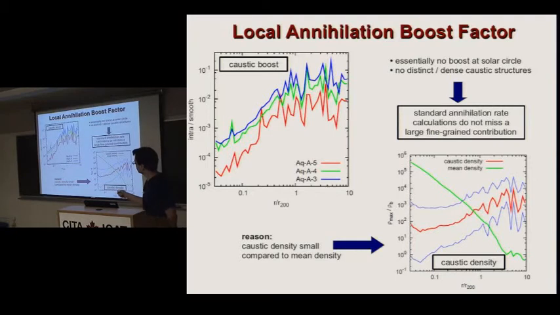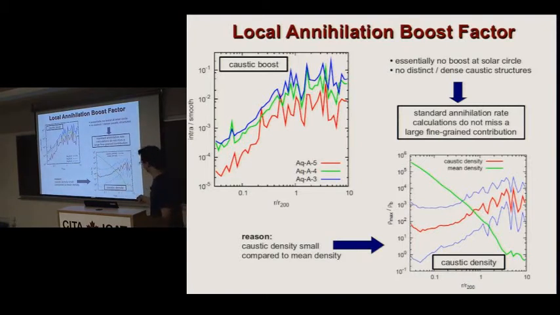Now the reason, again, why this is such a small contribution is that the density of individual caustics is just pretty low, and that is shown in that plot. The green here is the mean halo profile, and the red is the typical caustic density expected at that radius. Now you can see that there's a crossing point slightly within R200, and at the point where the sun is, approximately, there's already a huge difference between these densities. So obviously these caustics cannot give a strong annihilation signal compared to the average density there.